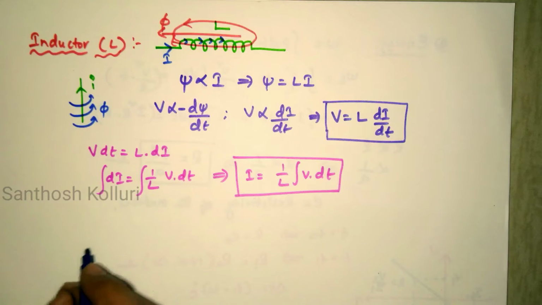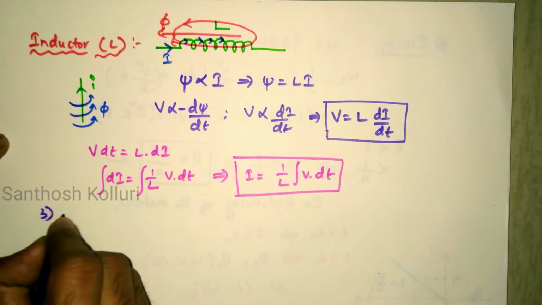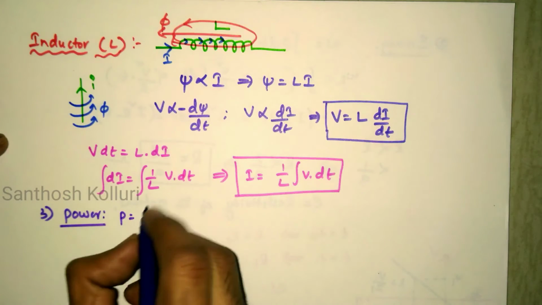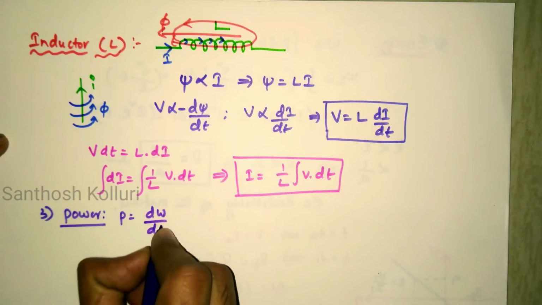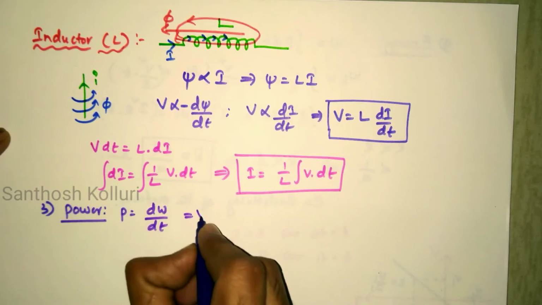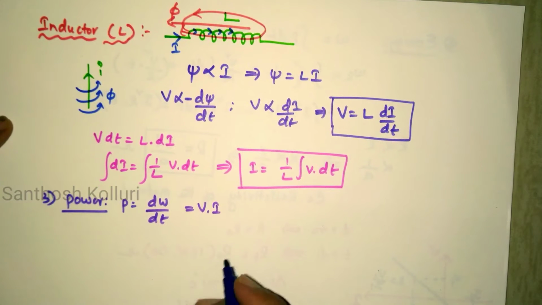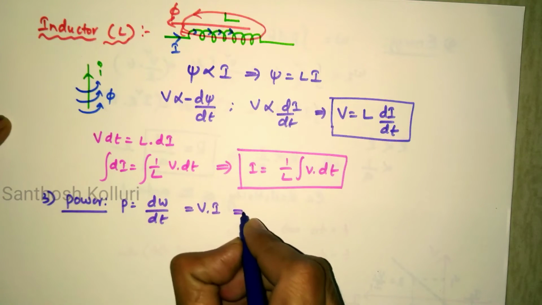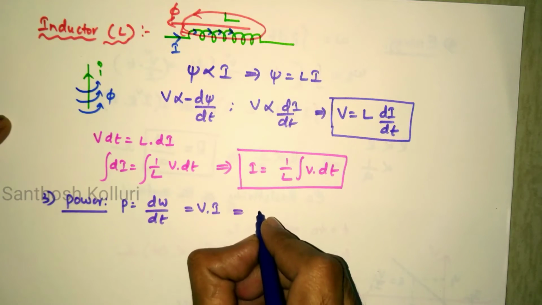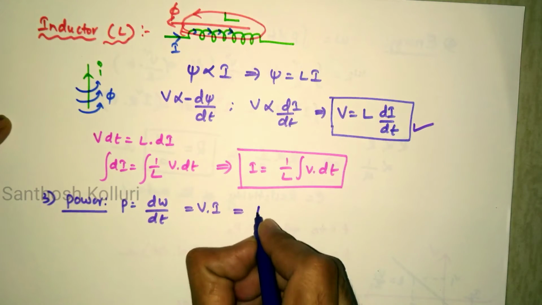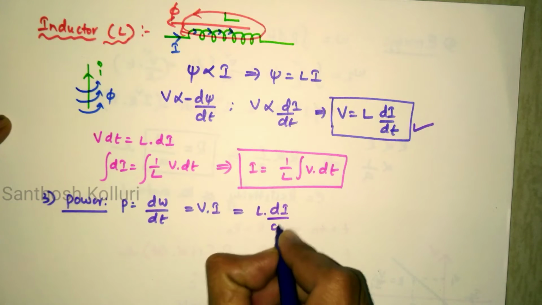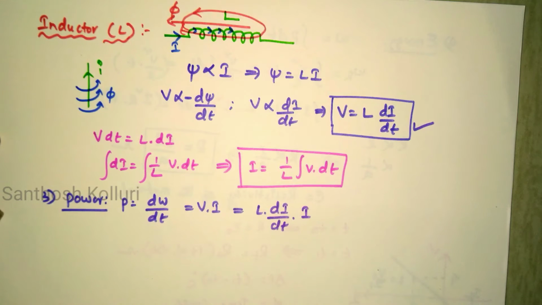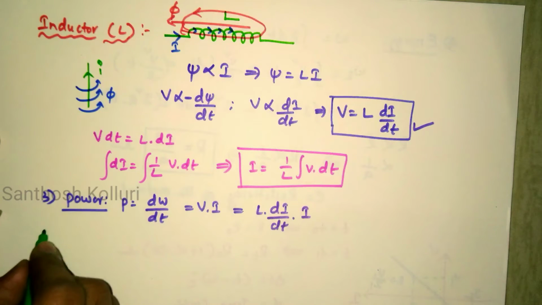And the next one, power. Power P is equal to dW by dt, or we can write V into I. So the power formula is P is equal to V into I. For V I am taking this formula, L into di by dt, and I is equal to I. And the next one is the energy.